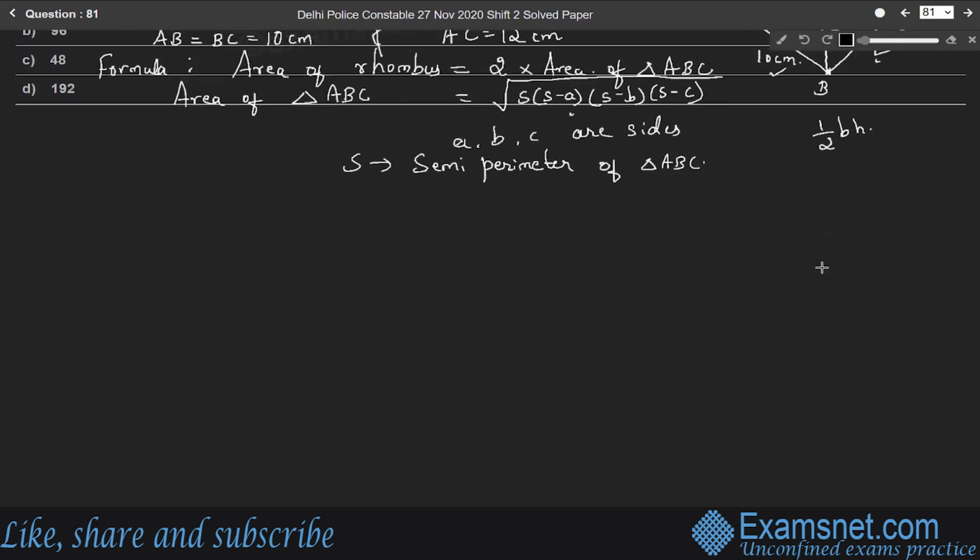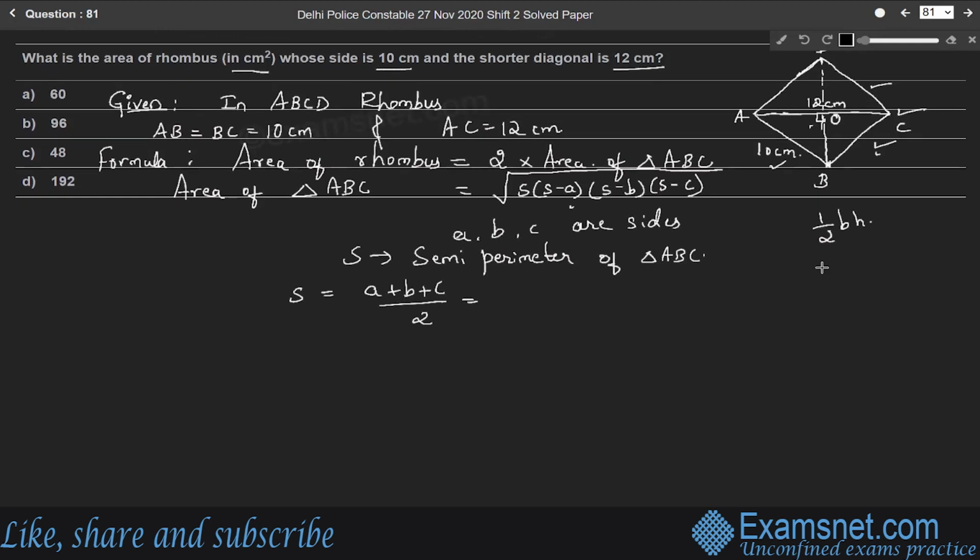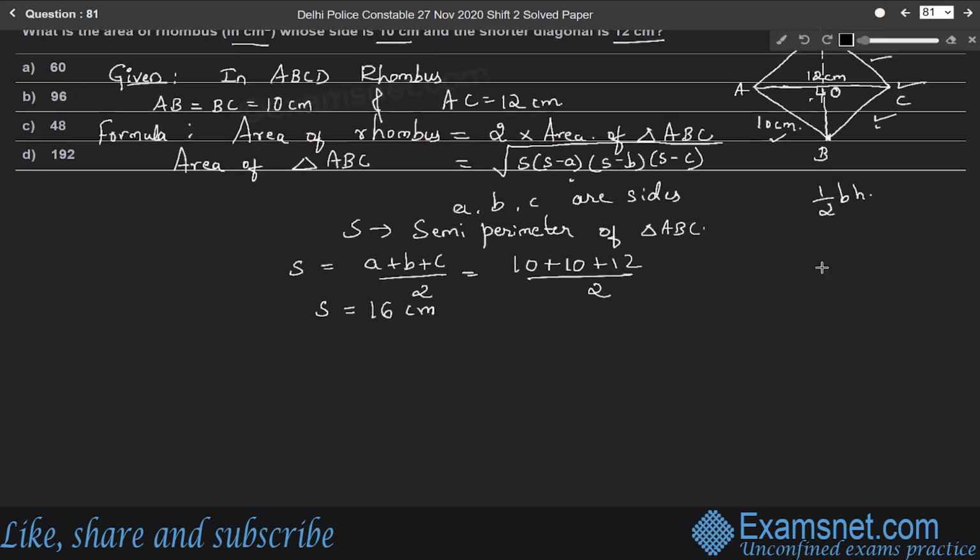Half of its perimeter. So S becomes (A plus B plus C) divided by 2, the sum of its sides divided by 2. So the sides are 10 plus 10 plus 12, divided by 2, which is 32 by 2. Therefore, S is 16 centimeter, right? The semi-perimeter of the triangle is 16 centimeter.